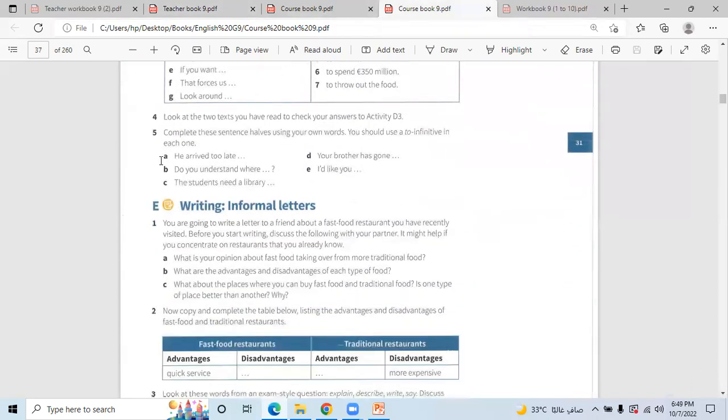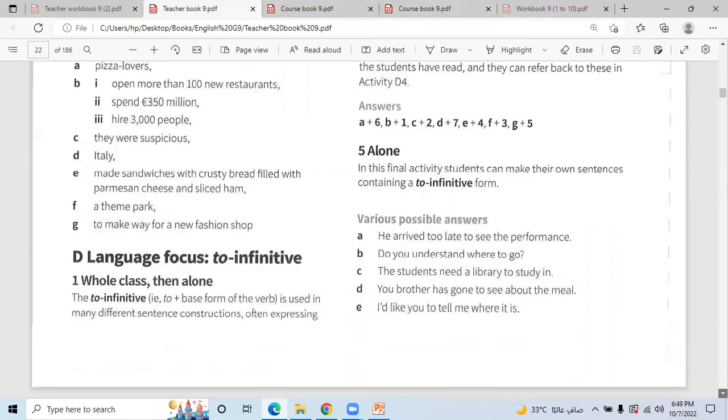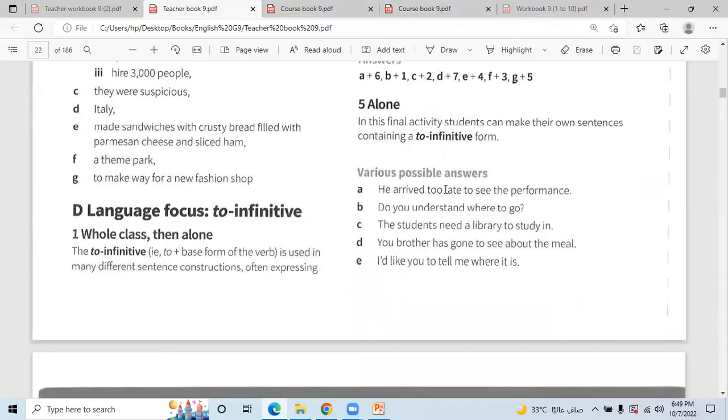See question number 5. Complete these sentence halves using your own words. So you should use the to infinitive in each one. You can see here, Kane, he arrived too late to see the performance. Do you understand where to go? The students need the library to study in. Your brother has gone to see about the meal, and I would like you to tell me where it is.